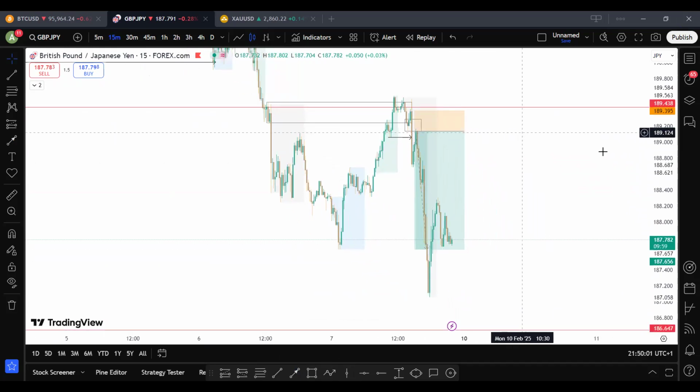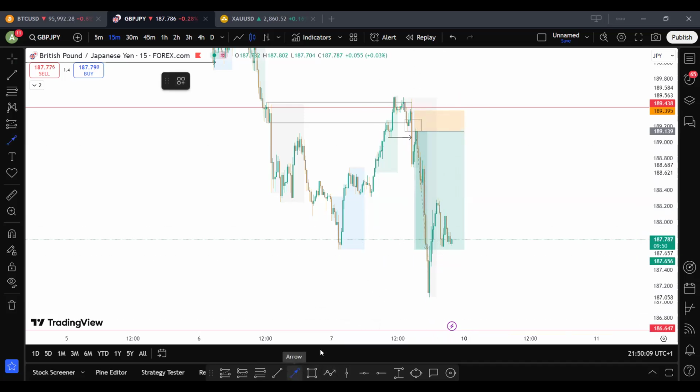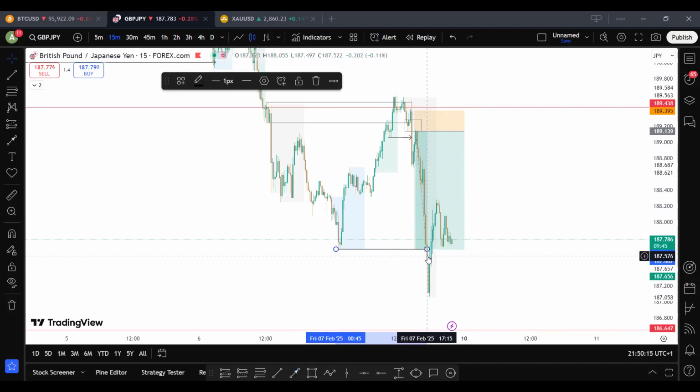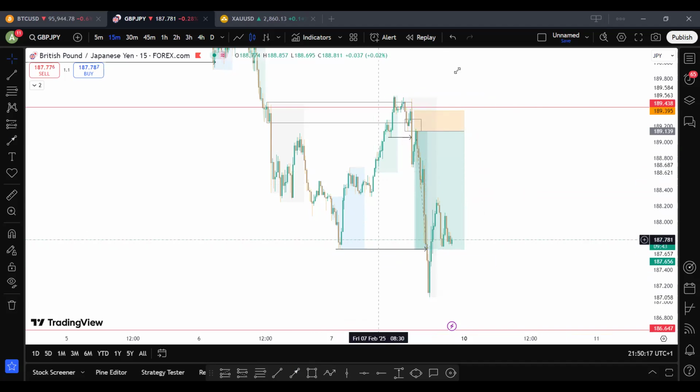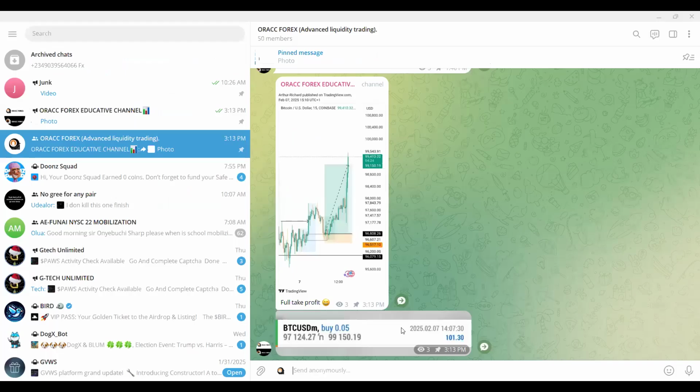So I use this breaker block on my liquidity. Then my take profit here. This is just it, but I did not take this trade. I only took the one on BTC USD for a buy, and it made me some little profits, as you guys saw. I think it made me some profit here, just a little $100.